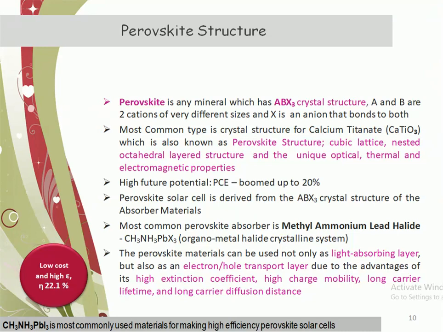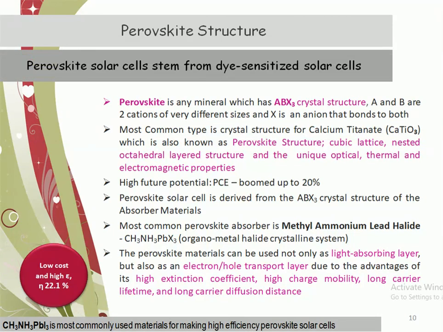Normally perovskite solar cells stem from dye-sensitized solar cells, and are also third generation solar cells. The most common type of crystal structure is that of calcium titanate, which is also a well-known perovskite structure, with a cubic lattice, nested octahedral layered structure and unique optical, thermal, electromagnetic as well as electrochemical properties, which have high future potential, with photon conversion efficiency boomed up to 20%.